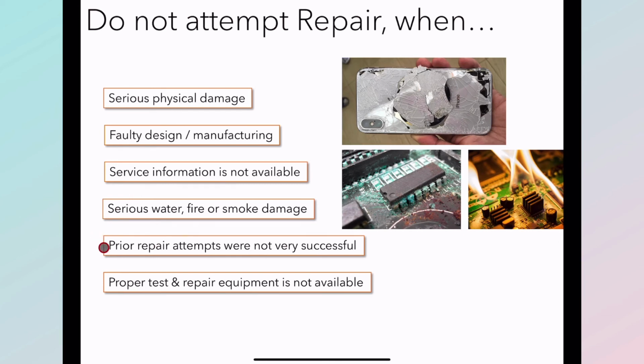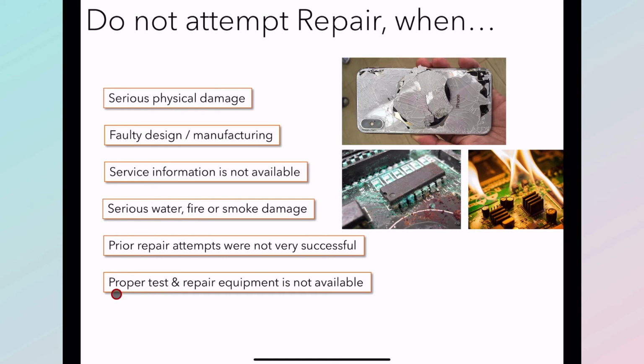So if there have been multiple repair attempts, none of which were successful, and we are still seeing failure issues in the device, it would be better we do not attempt repair again, and we just replace it. We look for other options like replacing the equipment if it is under warranty, or sell that, buy a different one, just don't use that, because repairing may not be successful next time also.